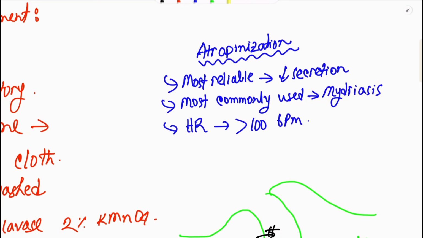Actually, some teachers say that mydriasis is the surest sign of atropinization. But by giving atropine, pinpoint pupil can be reversed in some other conditions like pontine hemorrhage, phenol poisoning, etc. If we give atropine in those conditions, mydriasis will also be seen, but decreased secretion is the most reliable sign in case of organophosphorus compound poisoning.